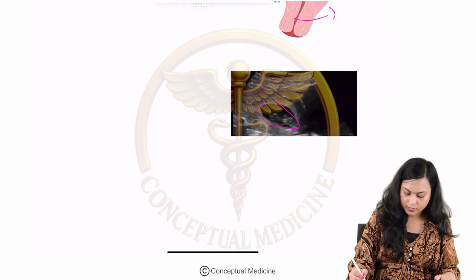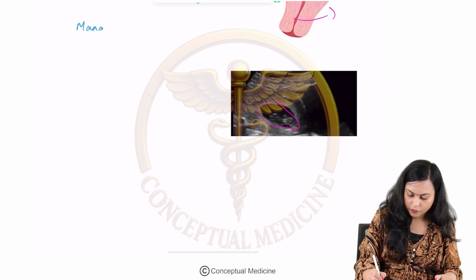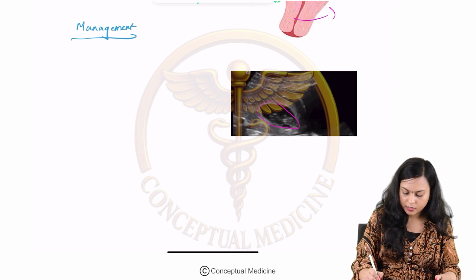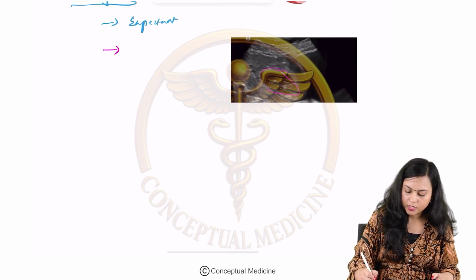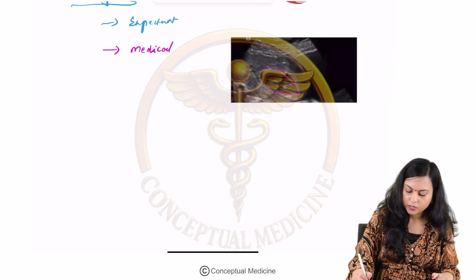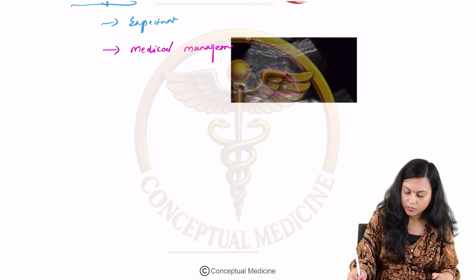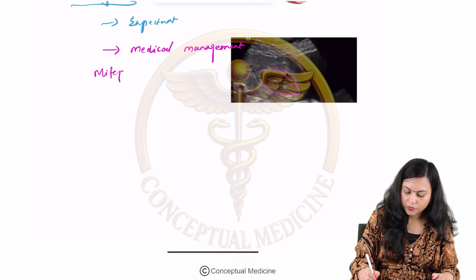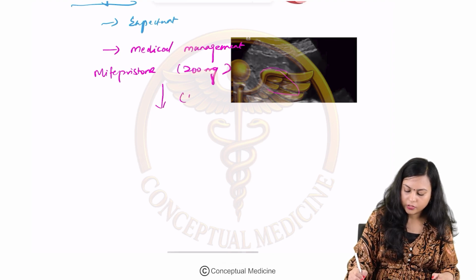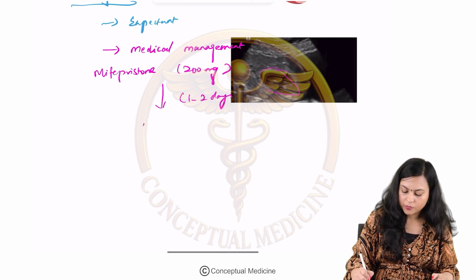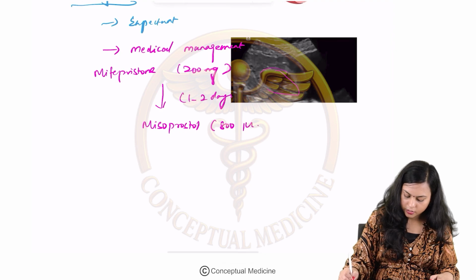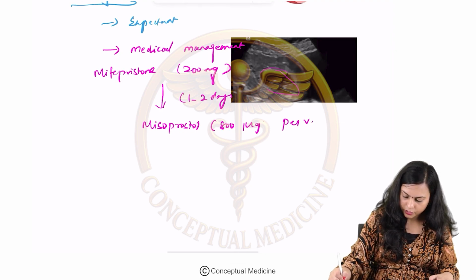Now what will you be doing for this? How will you be managing this? Again you can go for expectant management. You can do medical management also. So for medical management, first you can give mifepristone 200 milligram. Then after 1 to 2 days, you can give misoprostol, some 800 microgram per vaginally. Clear?